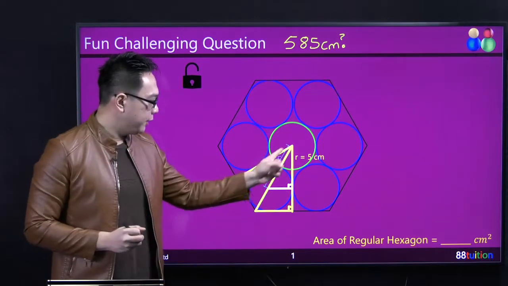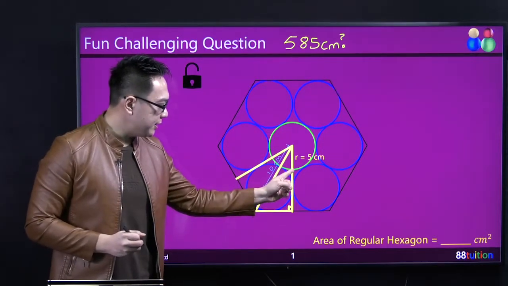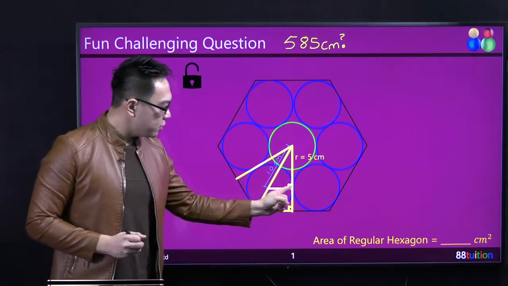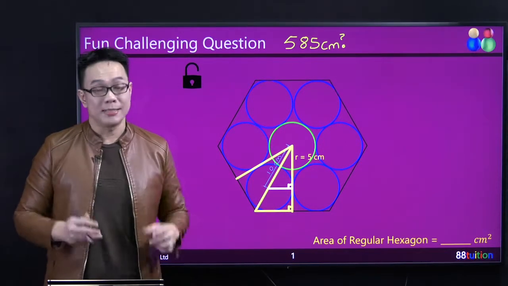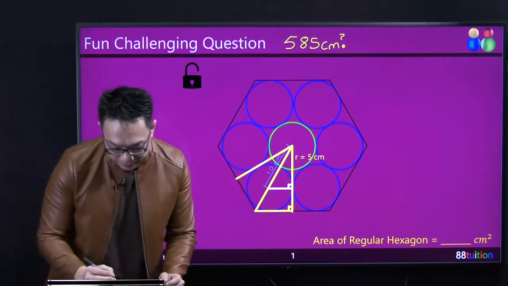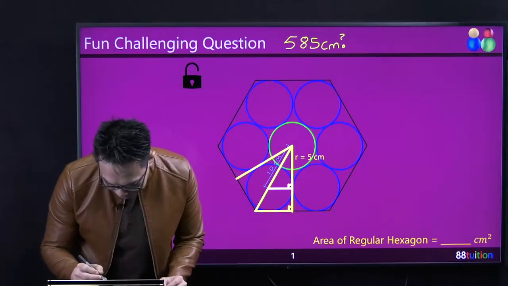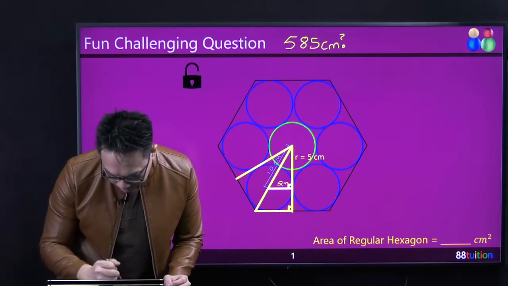Here to here is 10 cm. Here to here is 5 cm. The radius of the other circle, right? The radius is also the same. How come? Because it's the same circle, right? So down here must also be another 5 cm. So this is some information I try to put in first. More information is better than no information, right?